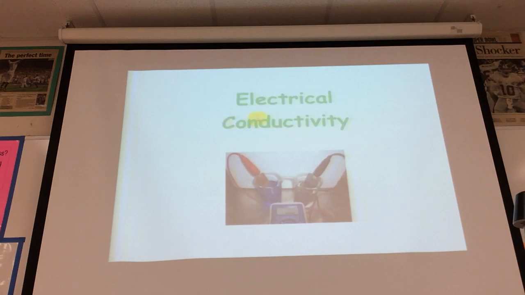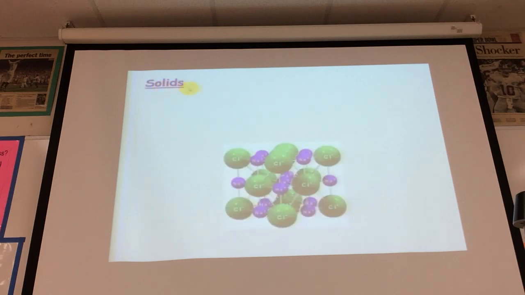The third and last property I want to have a look at is electrical conductivity in ionic compounds. For something to be able to conduct electricity, you need to have free moving charged particles. So some charged particle, whether it's an ion, an anion or a cation, or an electron that is able to move around the circuit.